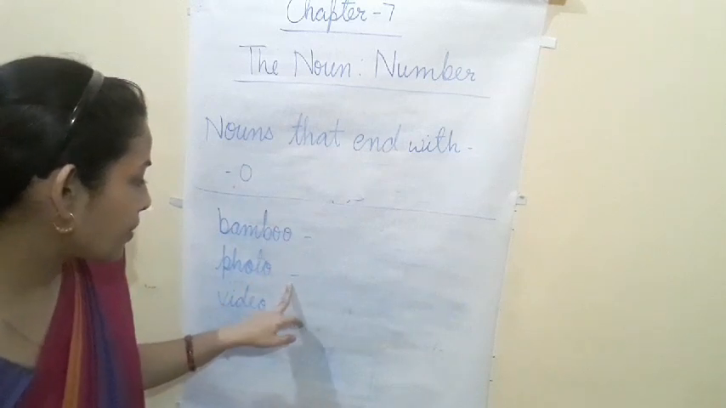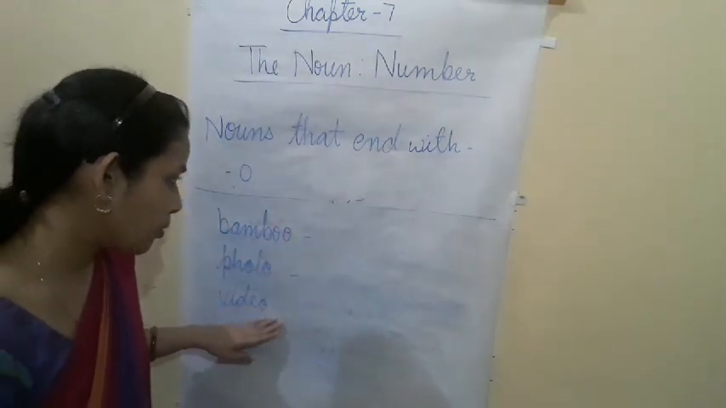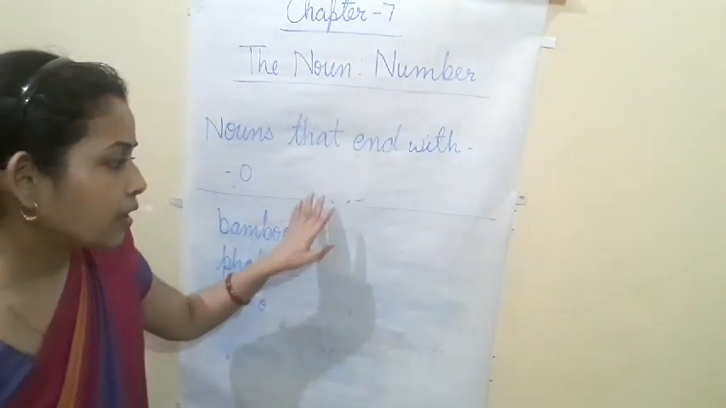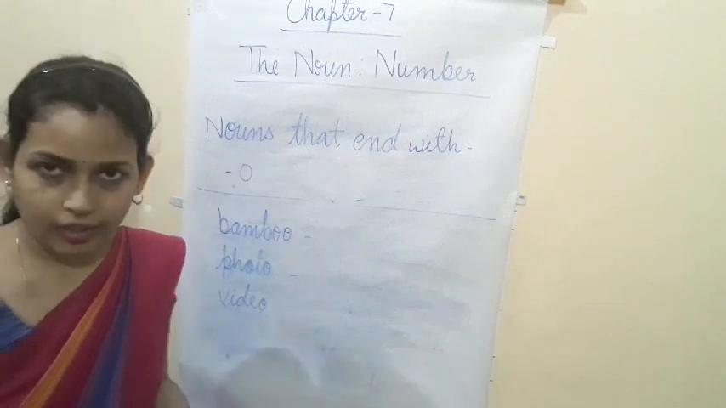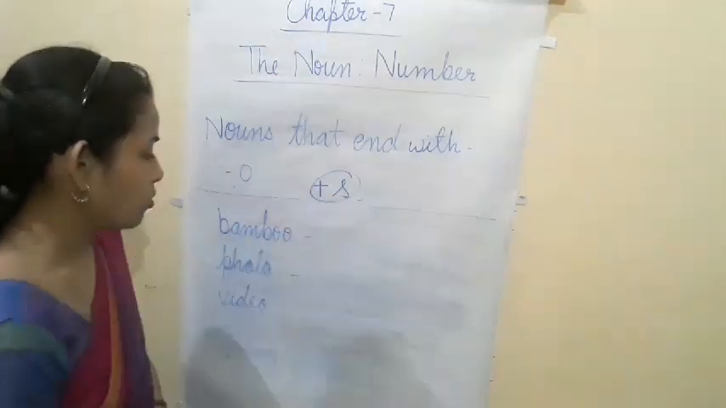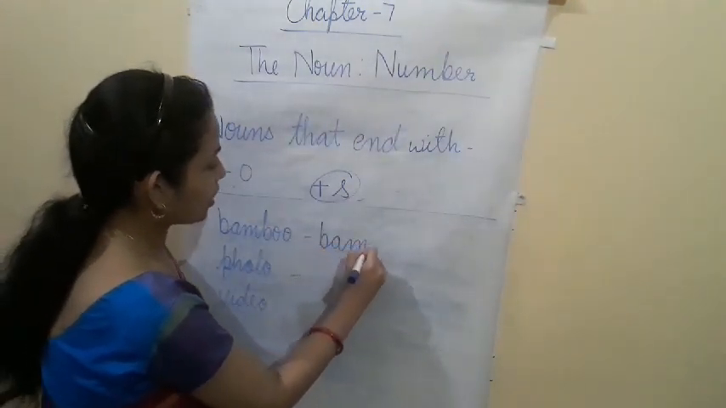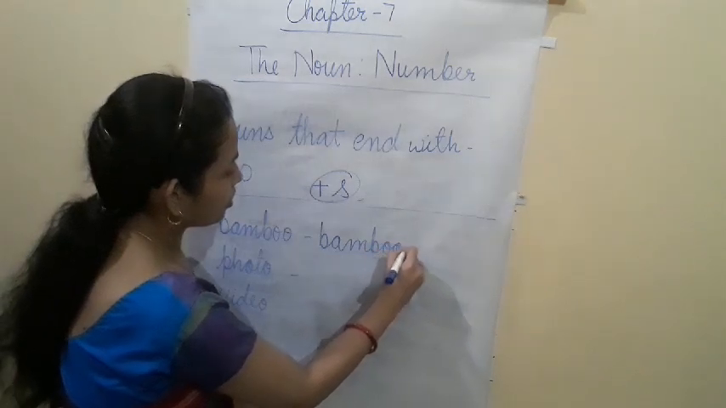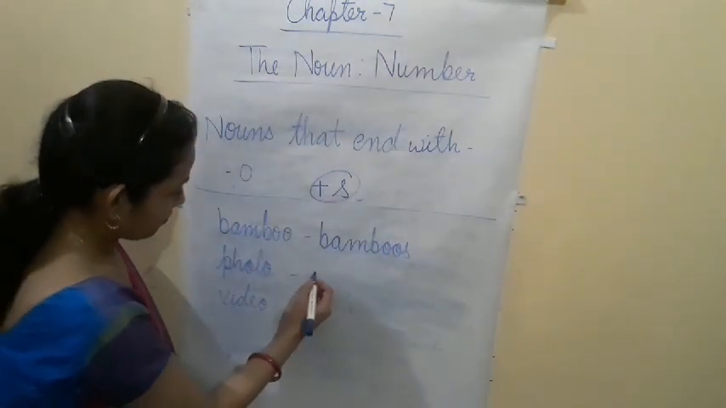Just see the examples I have written here. Bamboo, photo, video. So how will we make the plural of these nouns? We add only S. Okay. So here by adding only S we can make these singulars plural. Bamboo, bamboos.